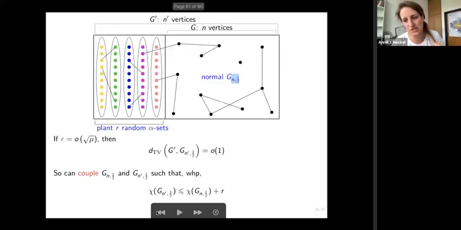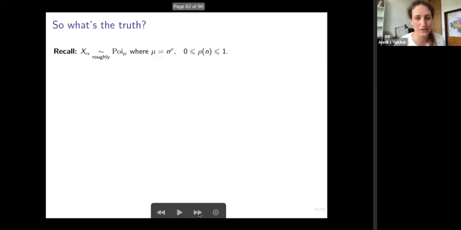Okay, so this is all I wanted to say about the proof. Now, for the second thing I wanted to talk about, what do we actually think the true concentration behavior of the chromatic number is? So if you recall, x alpha, the number of independent sets of size alpha, is some Poisson random variable, roughly.